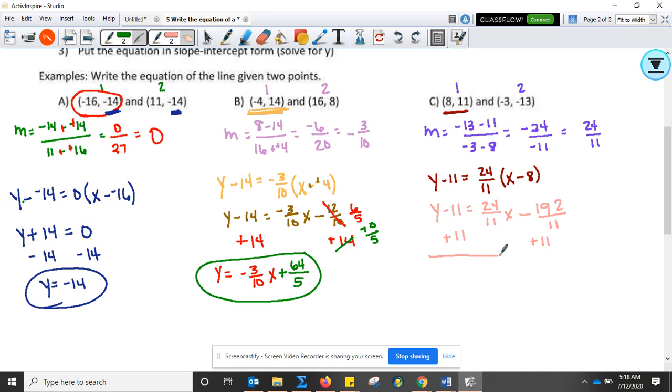All right, when I do that, when I get common denominator, that 11 is going to be 121 over 11. Okay, so negative 192 plus 121, I end up with y equals 24 over 11x minus 71 over 11.